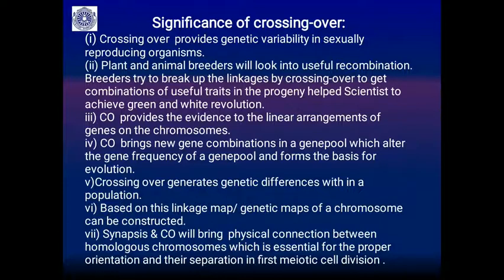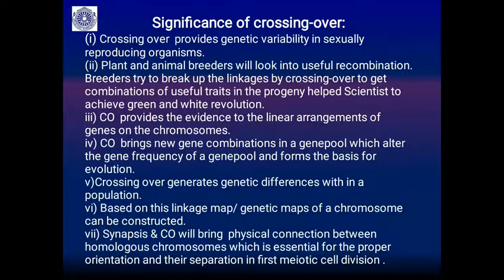Crossing over generates genetic differences within a population. So, that is why we are not a robo family, we are a brinjal family. That is why, based on this crossing over, a linkage map or genetic map can be constructed that can calculate the distance between the genes in a chromosome. Based on this, a linkage map or genetic map of a chromosome can be constructed.